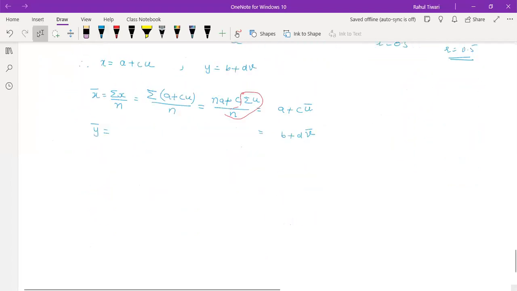So I need to calculate X minus X bar. What could be X minus X bar now? This is my X, this is my X bar. If I subtract, what do I get? A gets cancelled. And what is left here? CU minus C U bar. So can I get C times (U minus U bar)? Similarly, Y minus Y bar. What will we get here? A B gets cancelled, D times (V minus V bar).